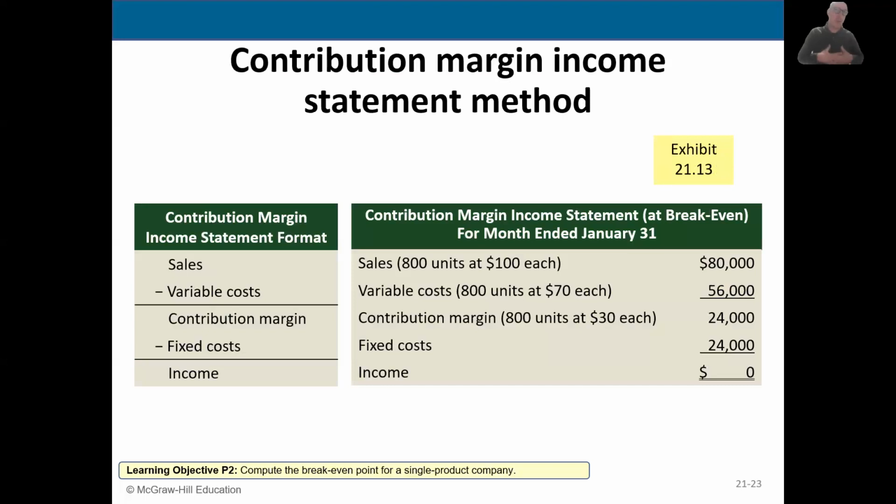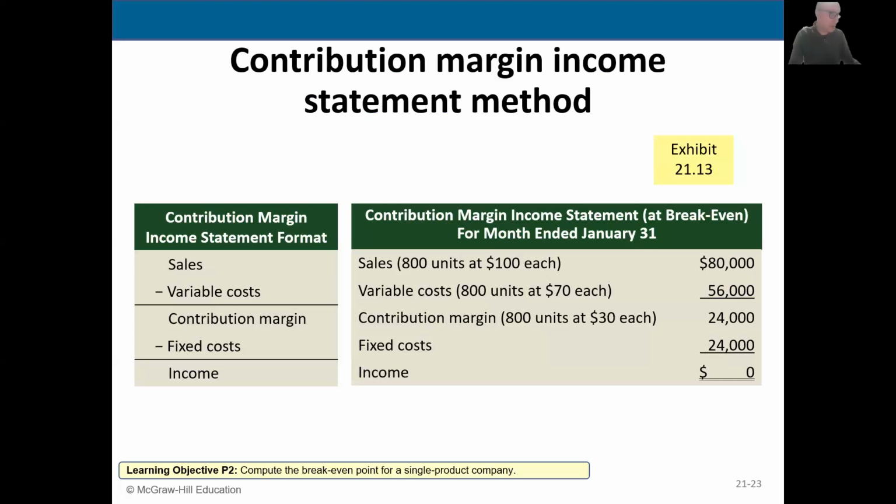The second method is called the contribution margin income statement method. As you recall, the income statement has sales minus cost of goods sold equals gross profit. Then you got all your expenses listed out equals operating income minus taxes and other equals net income, right? That's the typical income statement of a business. In order to understand the contribution margin for the income statement, we do it like this.